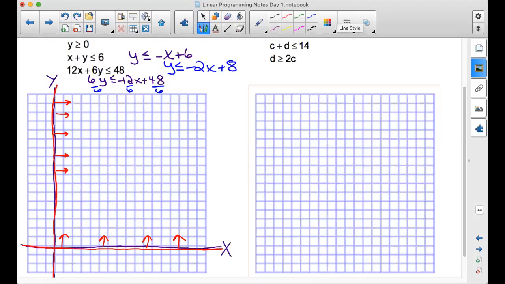All right, so let's graph this first one. We're going up to 6 and placing a point. That's my intercept. The slope with that is a -1, so down 1, right 1. And I'm going to go all the way down until I connect with the x-axis.